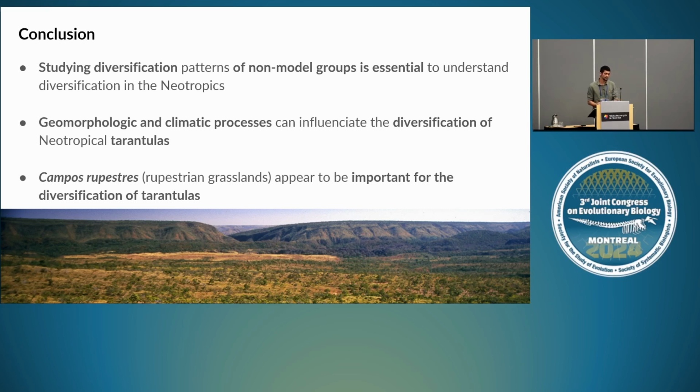Well, concluding, we see that studying diversification patterns in non-model groups is essential to understand diversification because we see other perspectives of diversification within this place. Geomorphologic, climatic, and river barriers can influence the diversification of neotropical tarantulas, and campos rupestres appear to be important to the diversification of this genus in the neotropics.